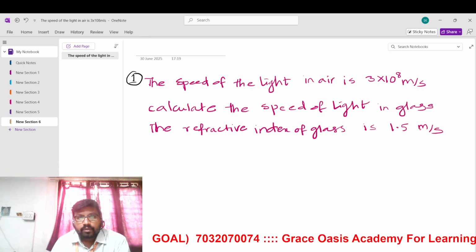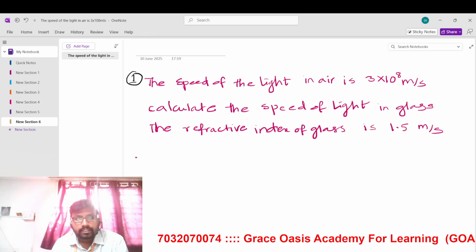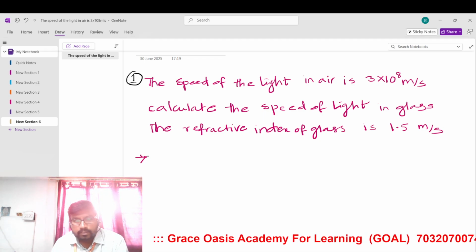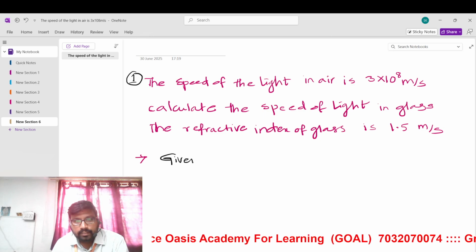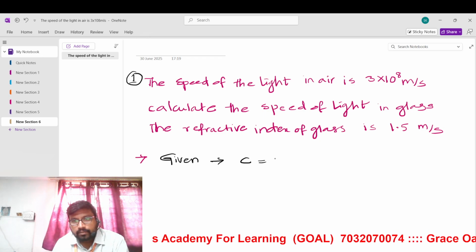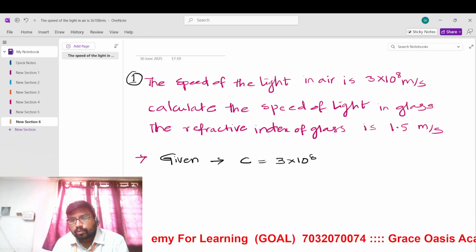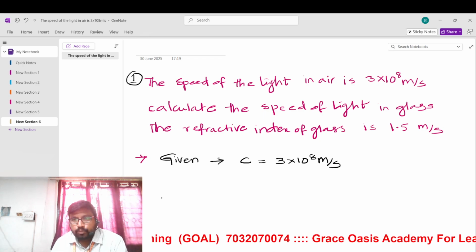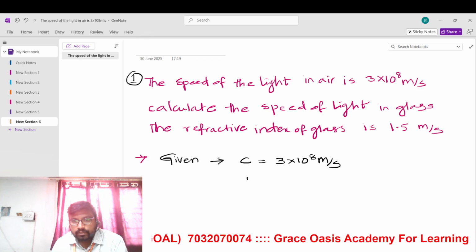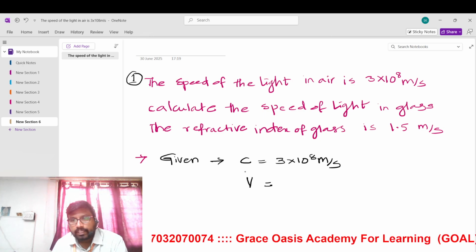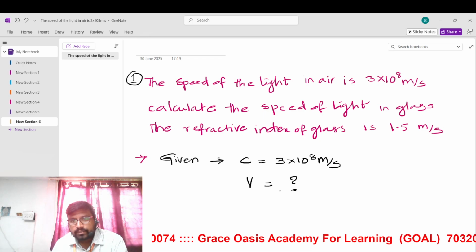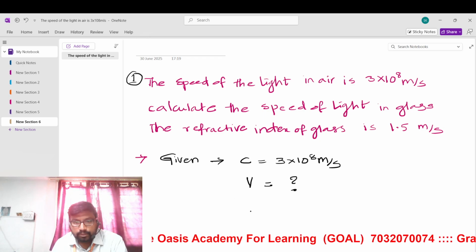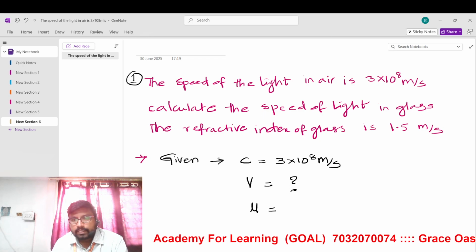So here what is given? Speed of light is given. First thing, speed of light is given. C given. C equals to 3 into 10 to the power of 8 meter per second. Next, what they are asking, speed of light in glass. V. Let us consider it as V. So this we need to find. What is the another clue that is given? Refractive index. Mu. That is 1.5.